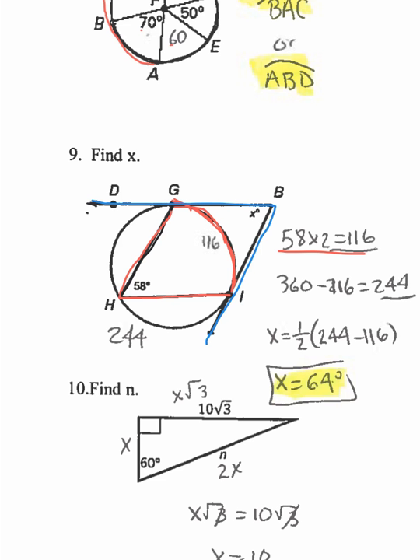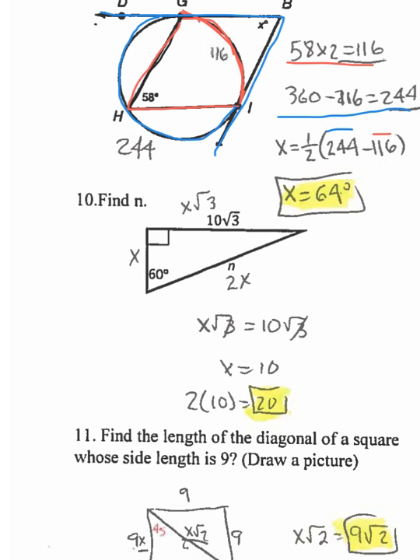The major arc is the rest of the circle here, GHI. And the way you're going to find that is by doing 360 minus the 116 you found for GI. So once you do that, you get 244, and then the formula for number 7, 1/2 major arc minus minor arc, and you get 64.